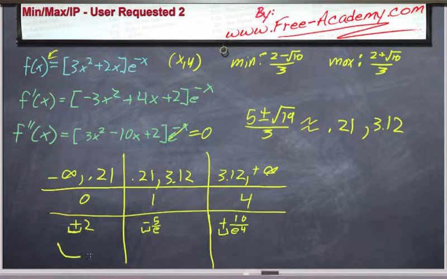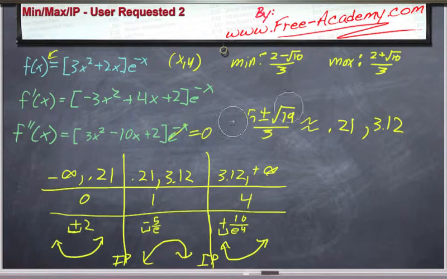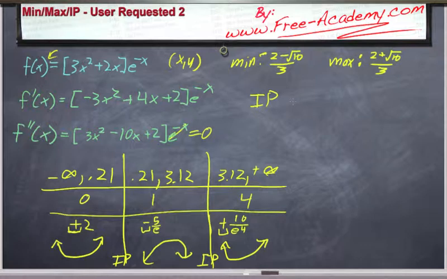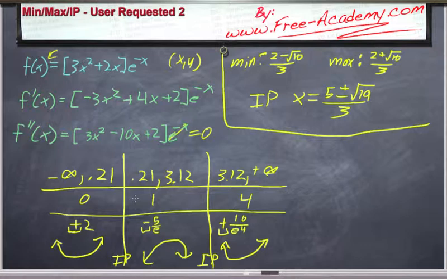The positive sign means that we're concave up. The negative sign means we're concave down. And the positive sign means we're concave up again. So we have an inflection point here and here. So our inflection points occur at x equals (5 plus or minus the square root of 19) divided by 3. Now we've determined where our function is increasing, decreasing, where it's concave up, where it's concave down, where our minimums and maximums are, and where our inflection points are. So that's really everything there is to know about the problem.